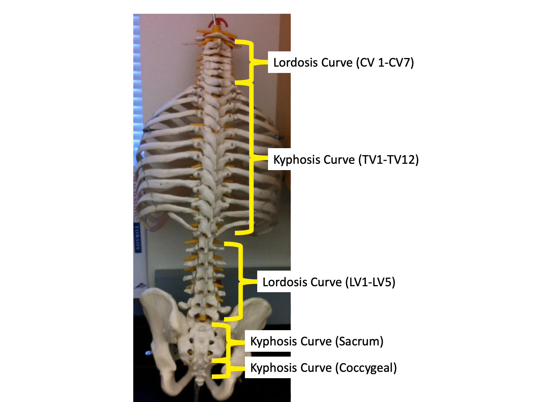The kyphosis curve is a forward-facing curvature. The lordosis curve is a backwards-facing curvature. The curvatures allow us to stand in an erect bipedal posture. If we have excessive curvatures, we will refer to them as hyper. If we have reduced curvature, we refer to them as being hypo.